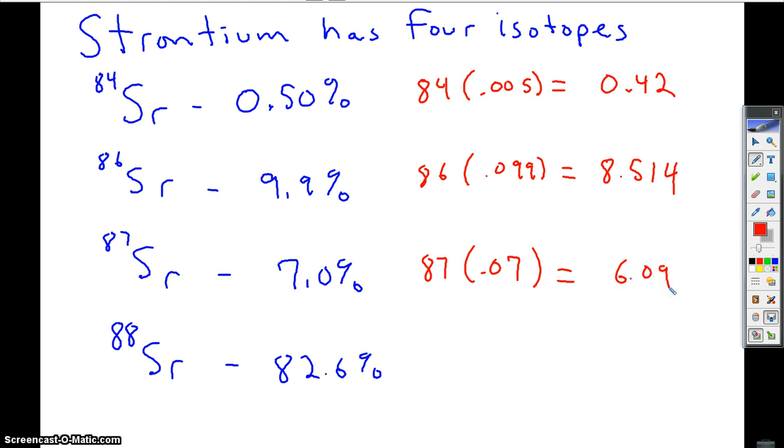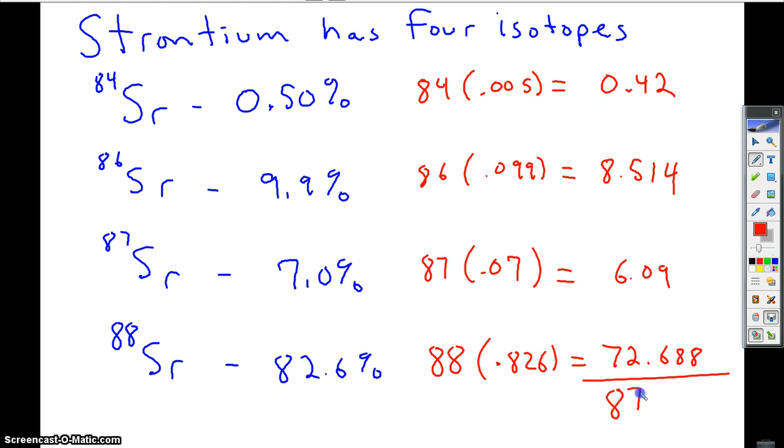And finally, the most common isotope with the atomic mass of 88, we're going to multiply this by 0.826. And for that one, we get 72.688. If we add all 4 of those isotopes together, we get 87.7, which is the atomic mass given on the periodic table. So the atomic mass given on the periodic table is the average of all the isotopes that are naturally occurring.